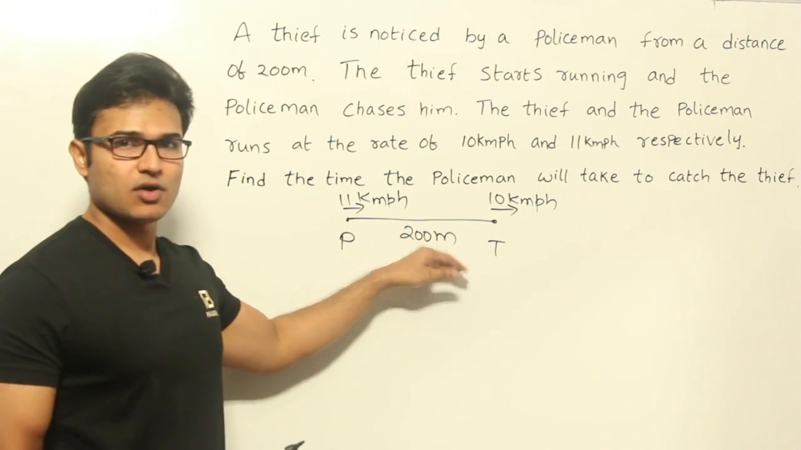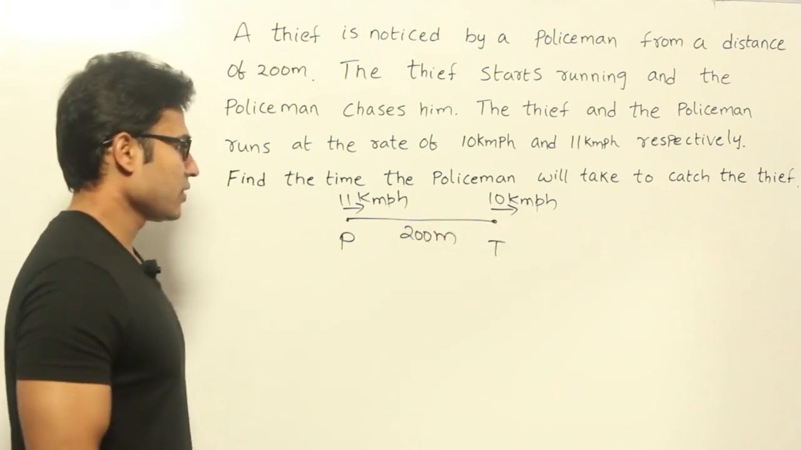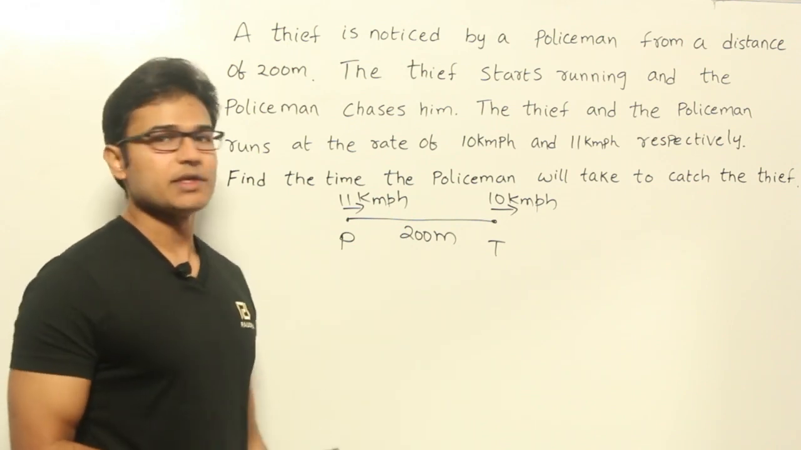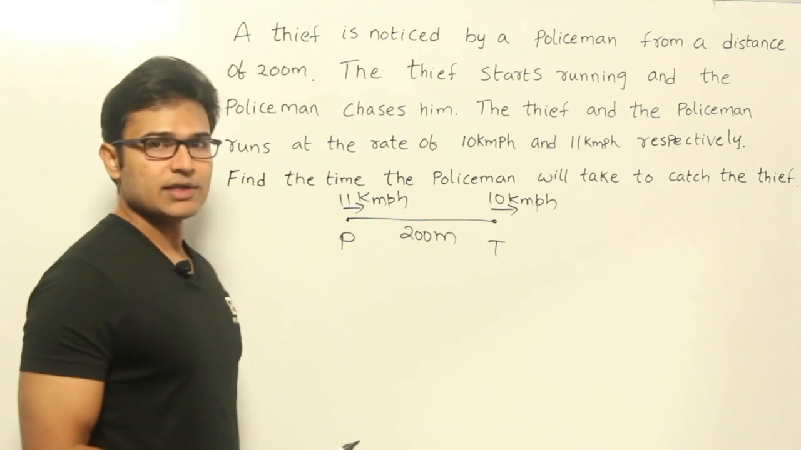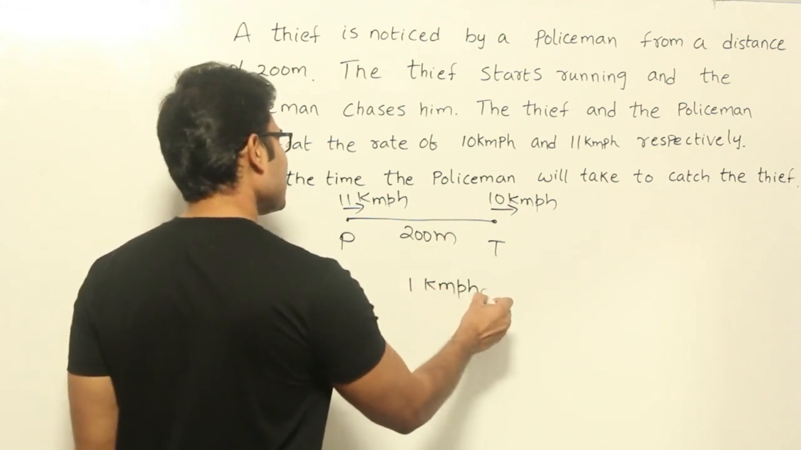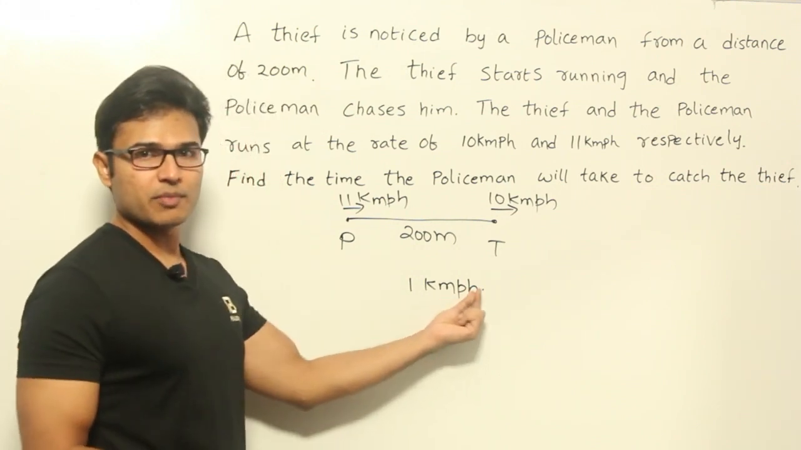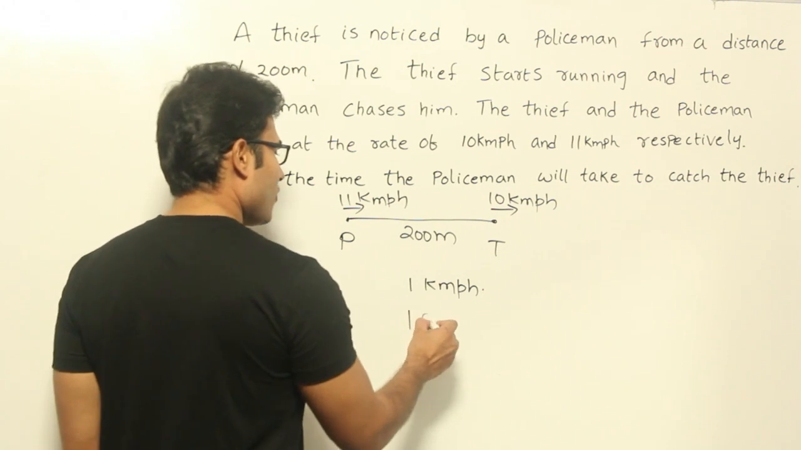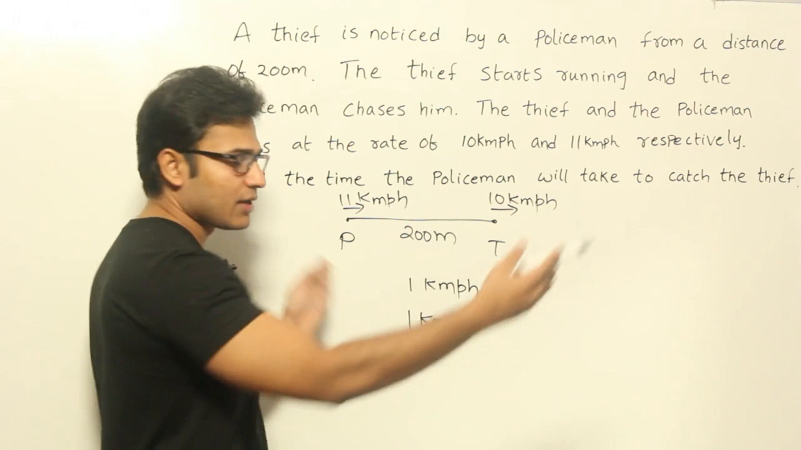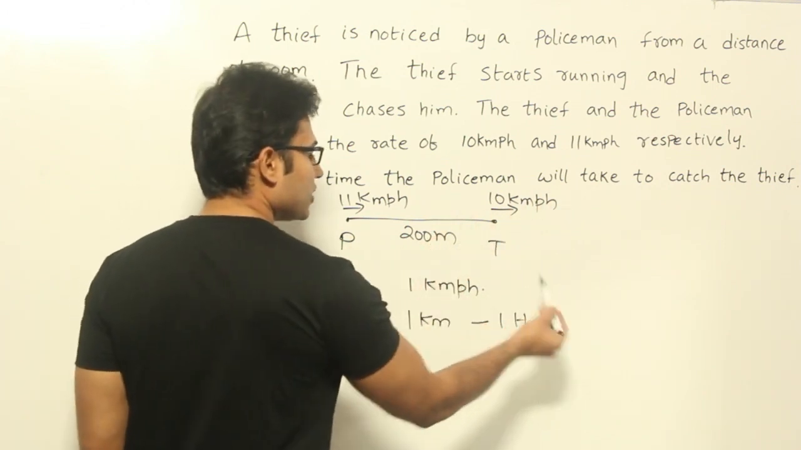Now at this point, how much time will it take for the policeman to catch the thief? So you can use the concept of relative speed. Now since both are running in the same direction, what will be the relative speed? Relative speed will be 11 minus 10, which is nothing but 1 kilometer per hour. Now how to understand this is, the distance between them is decreasing at a rate of 1 kilometer per hour, which means even if they are separated by 1 kilometer distance, that will be coming to 0 in a time of 1 hour. That is the meaning of it.